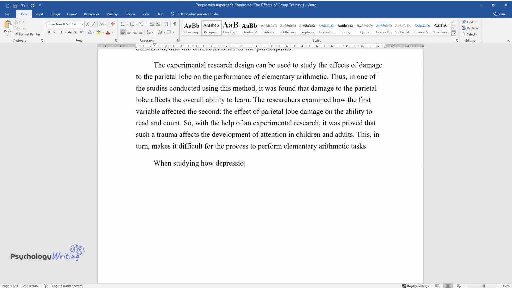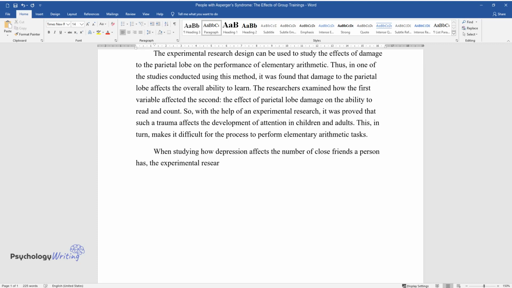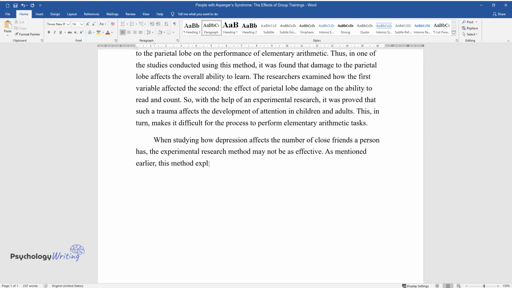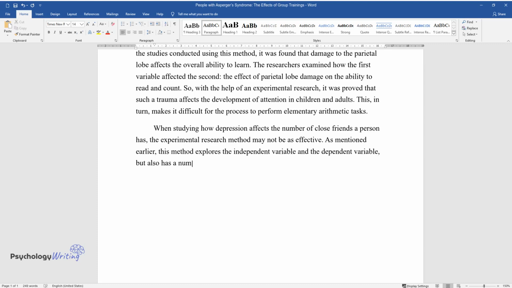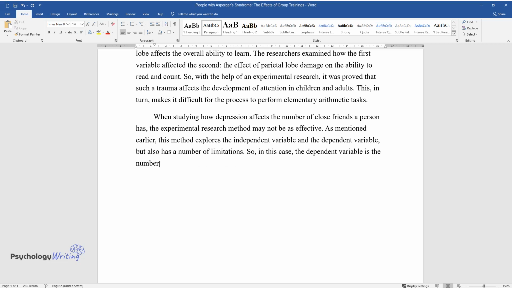When studying how depression affects the number of close friends a person has, the experimental research method may not be as effective. As mentioned earlier, this method explores the independent variable and the dependent variable, but also has a number of limitations. So, in this case, the dependent variable is the number of friends a person with depression has.